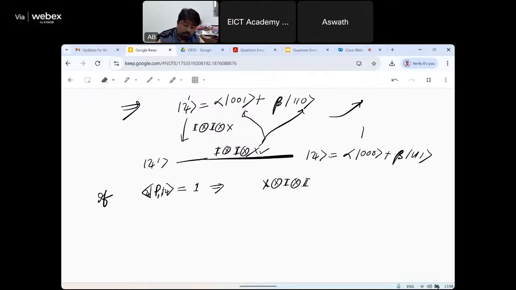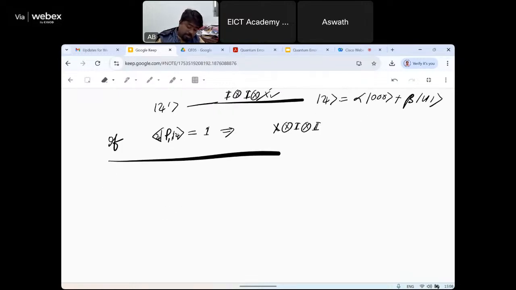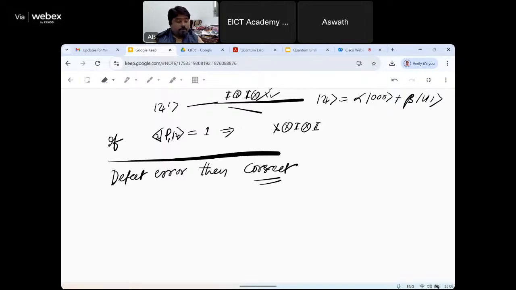So first you have to detect the error, and then correct. Correction is done either by sending the same information back through the same gates once again, or if you want, you can create correction gates like what I was showing here. So we'll quickly take a break, and we'll continue from here, and we'll see some circuit for how the correction is done.